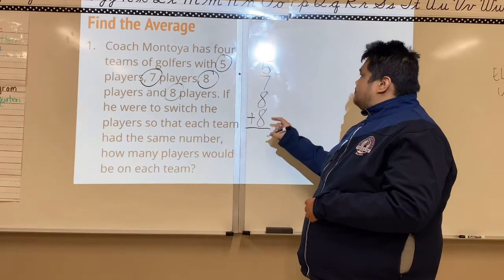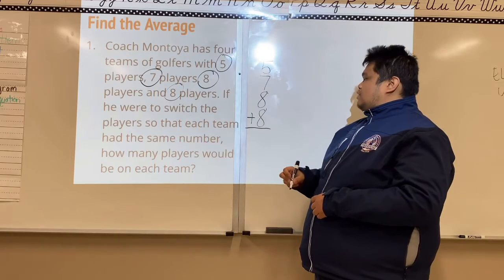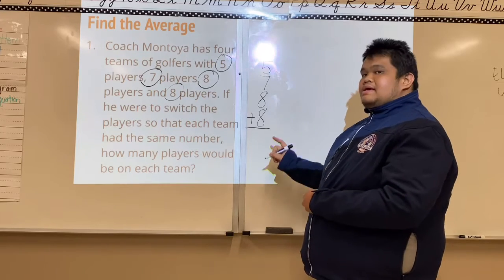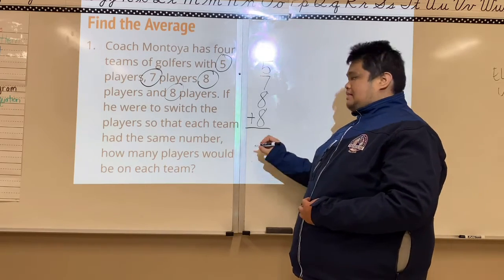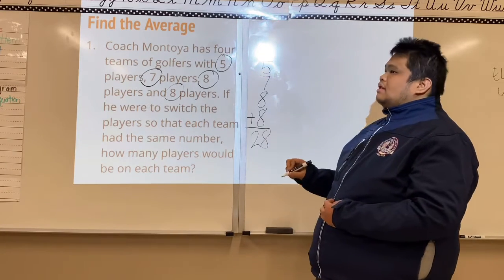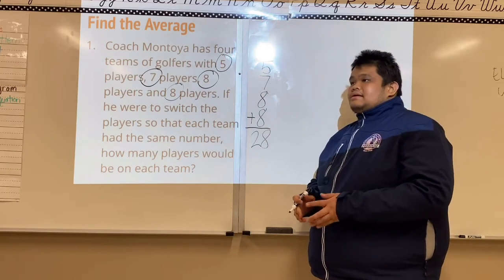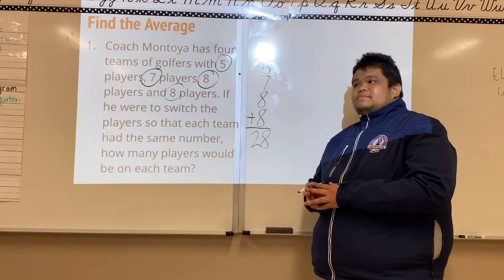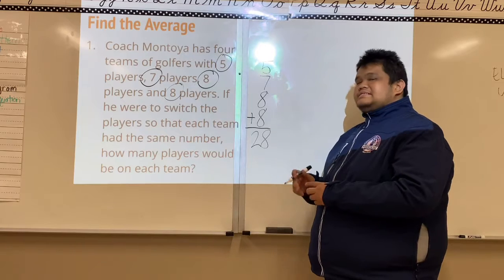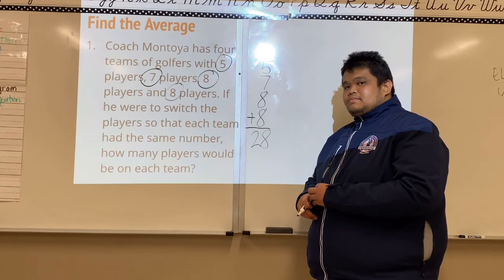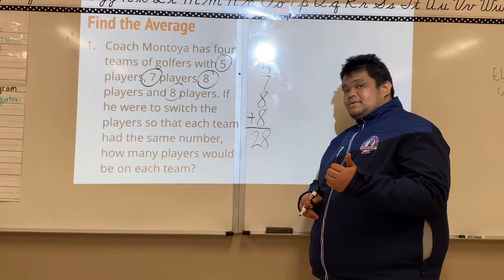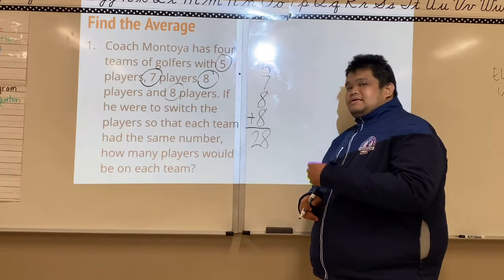So, let's add. 5 plus 7 is 12. 12 plus 8 is 20. And 20 plus 8 is equal to 28. So, we put 28 there. Okay. Now, class, let me ask you. What is the next step? Still remember? If not, well, here it is.